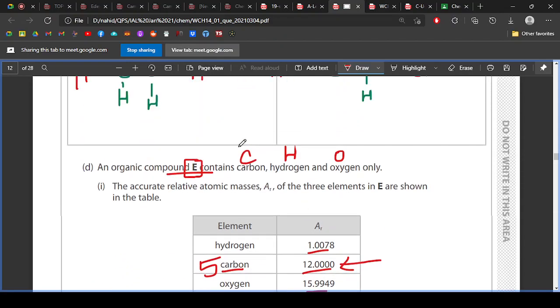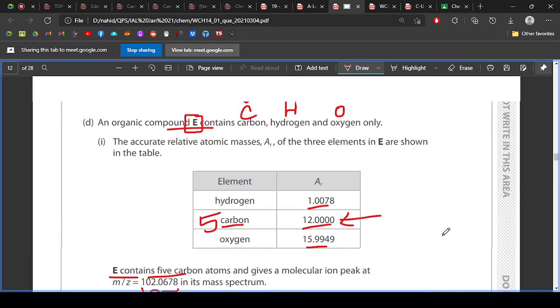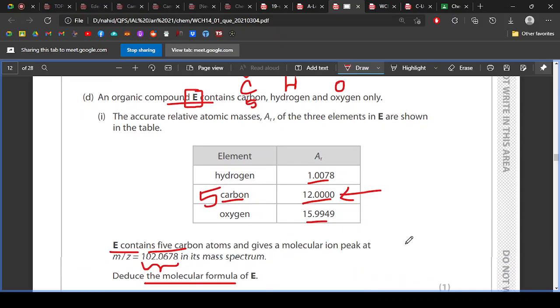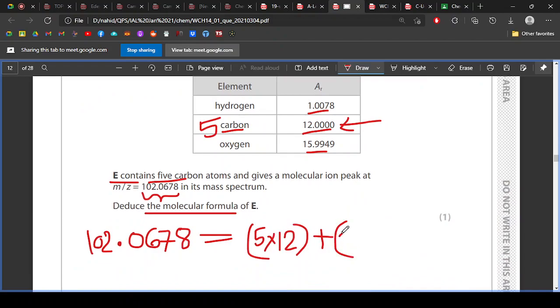Additionally, this compound has carbon, hydrogen, and oxygen, they told us. But we know there are 5 carbons, and do we know how many hydrogens or oxygens there are? They didn't tell us. What we have to do is calculate it. So for example, let's say there are x number of hydrogens. That means I have to multiply x with this mass value, because that is the mass of each hydrogen.